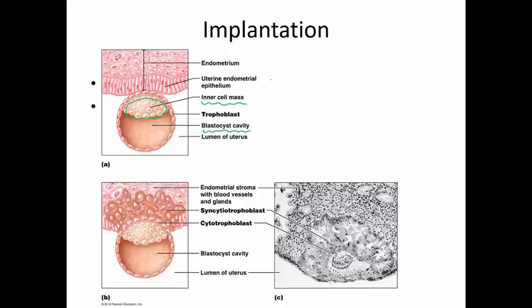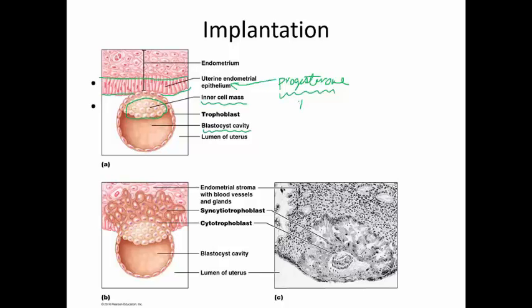And this is the endometrial epithelium here, and that's what's going to be invaded. And remember from the reproductive lecture that progesterone, and estrogen, but progesterone especially, made that a really nice environment for the blastocyst to implant.